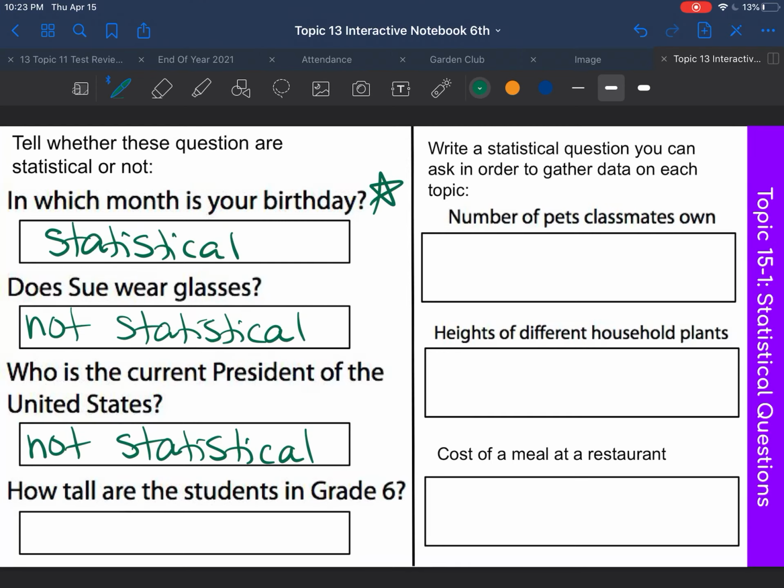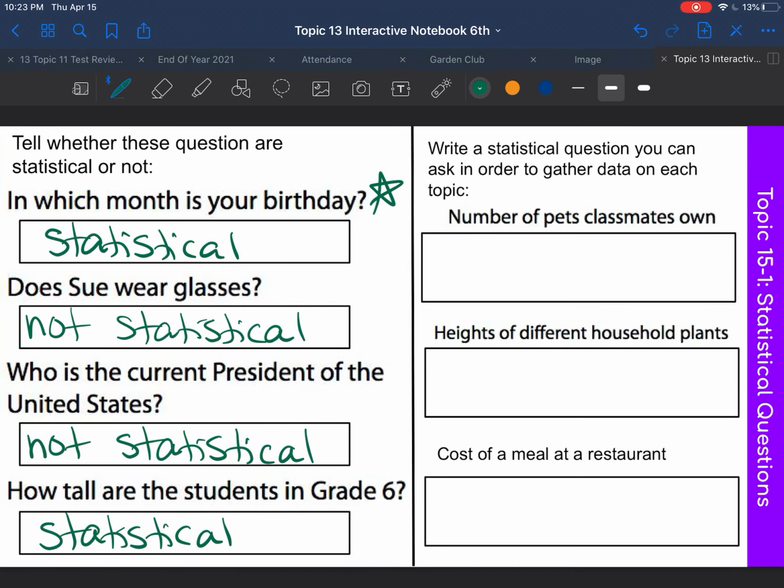And lastly, how tall are the students in grade 6? Is everyone in grade 6 the same exact height? No, one person may be 4'5", one person may be 5'1". They range. It's a variety of different answers. So that means, yes, that question is statistical.